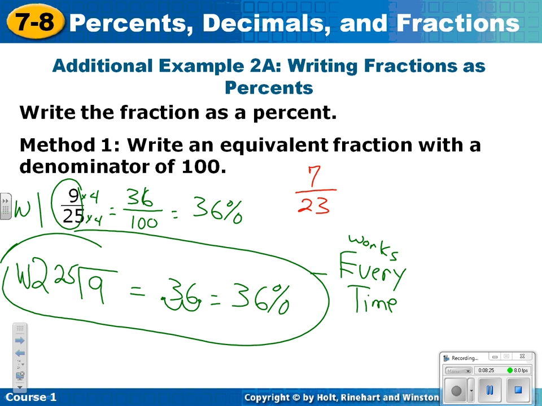So if you got this problem, 7 over 23, and it said, make it a percent, what would you have to do? 7 divided by 23, which is what?